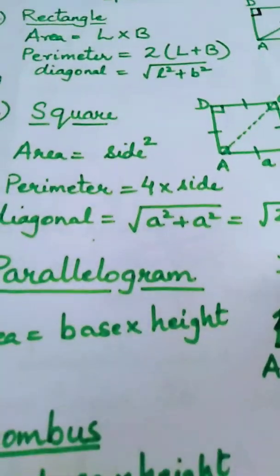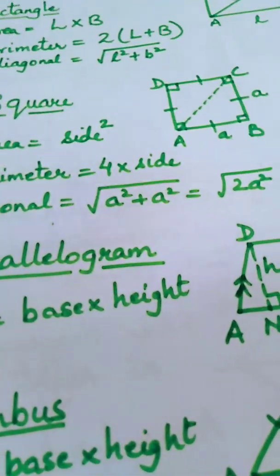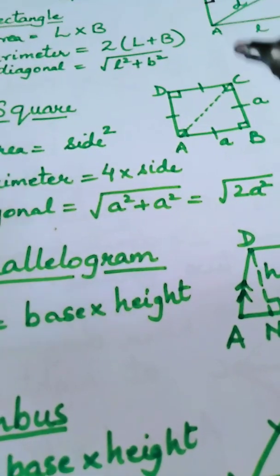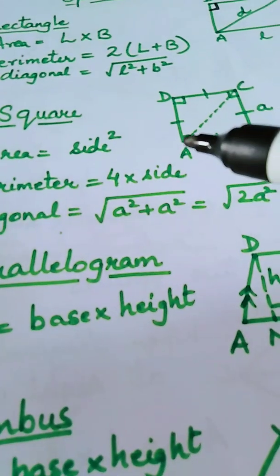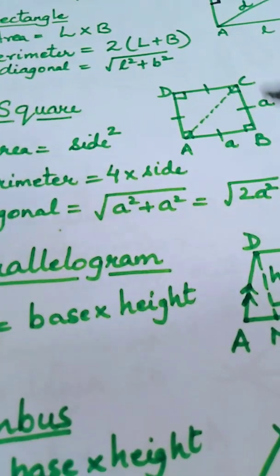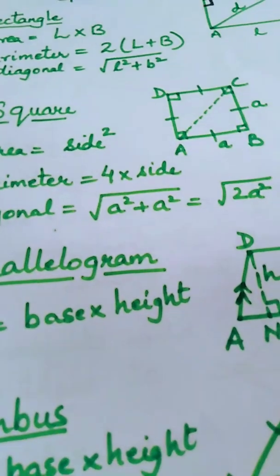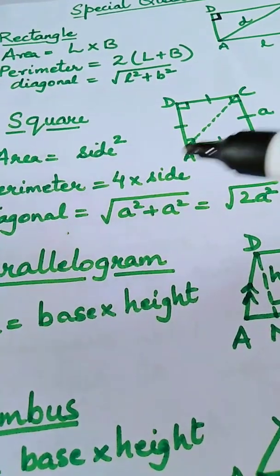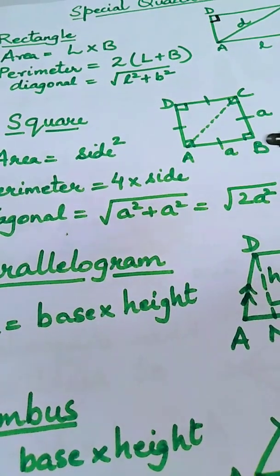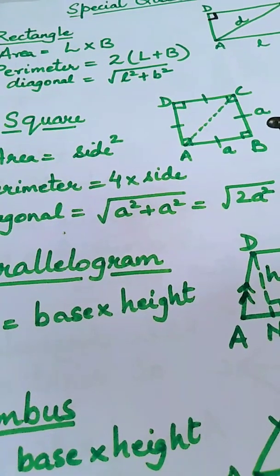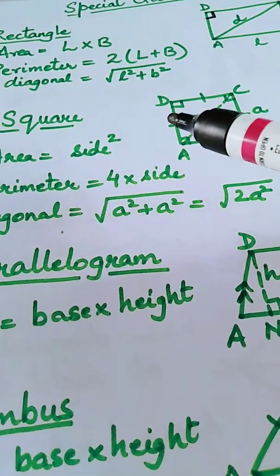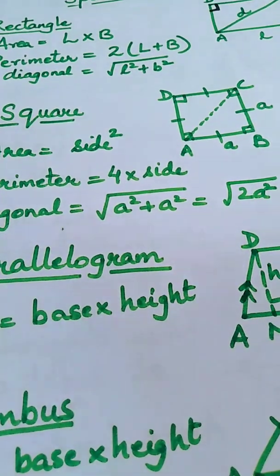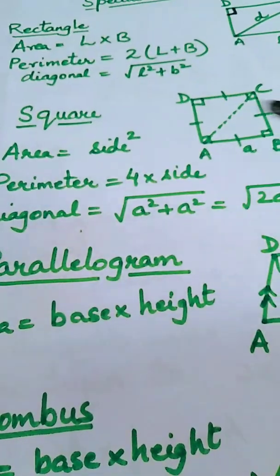Coming to the square. Square again, all 4 sides are equal. Each interior angle is 90 degrees. And now this is the diagonal. So what can you say about the area of the square? Area is side square. Again, you have been learning this since childhood. If you just see this, the area of this triangle ABC is half into A into A, that is half A square, and the area of this triangle ADC is also half A square. So half plus half gives you 1 A square, or side square.